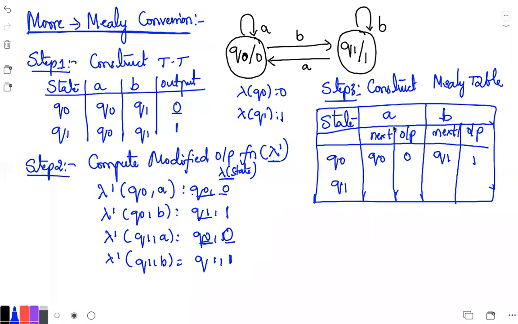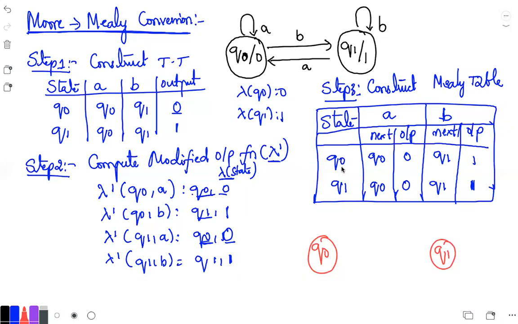For state Q1 on A, the next state is Q0 with output 0. Q1 on B, the next state is Q1 with 1. That's it. For this table, construct the transition diagram. The states are Q0 and Q1, and the next states are Q0 and Q1.